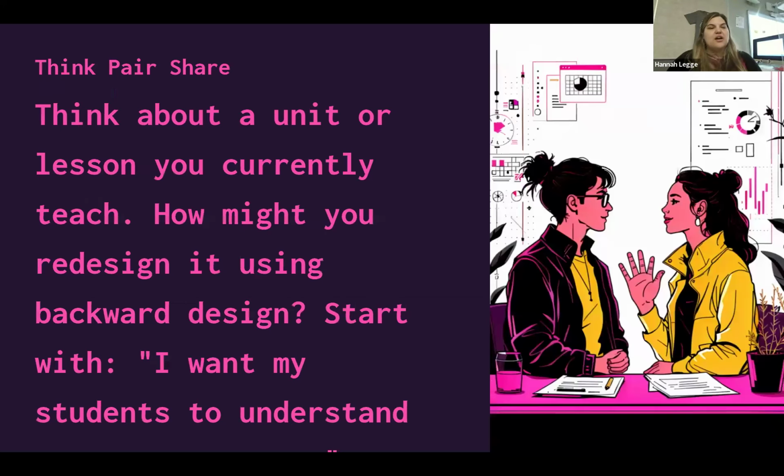So right now I want you to do a think, pair, share. Think about a unit or lesson you currently teach. How might you redesign it using backwards design? Start with, "I want my students to understand blank."